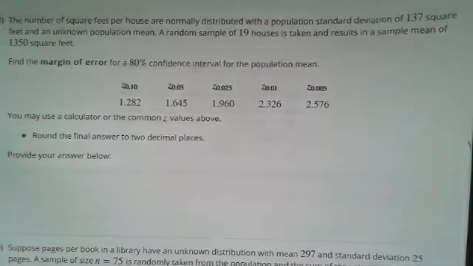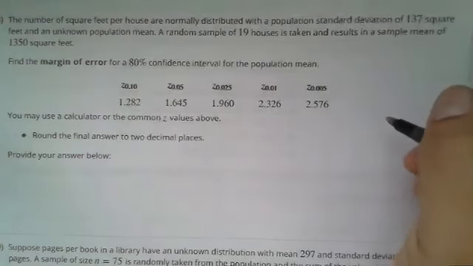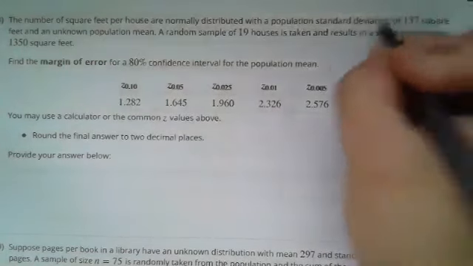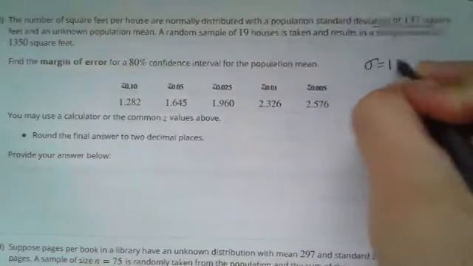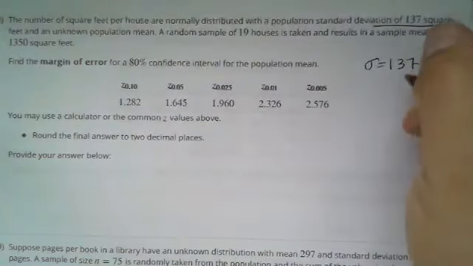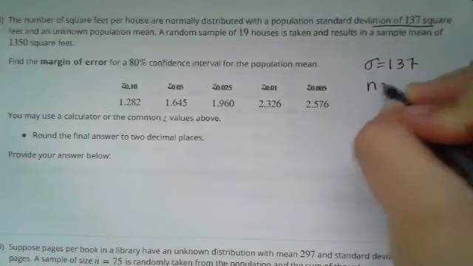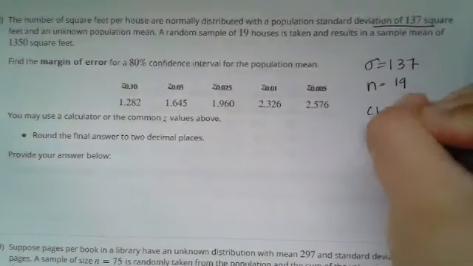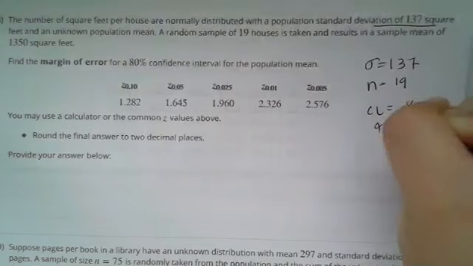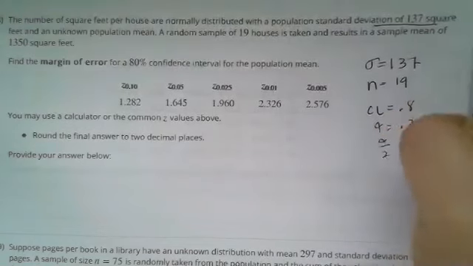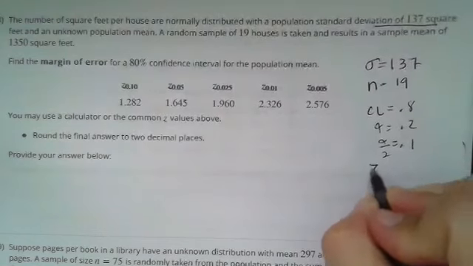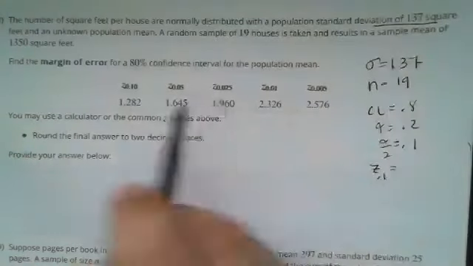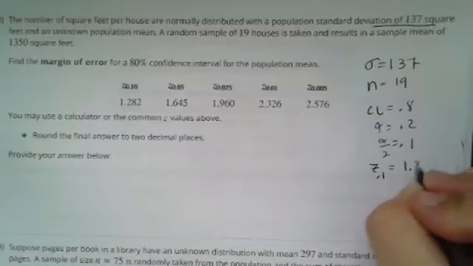So we need to use the formula for margin of error for the mean. Here's what's given to us. The population standard deviation is 137. We know that it's normally distributed. We know that n is 19. And we know that the confidence level is 0.8, so alpha must be 0.2, so alpha over 2 is 0.1. So we need to find the z of 0.1, and that's just going to be 1.282.